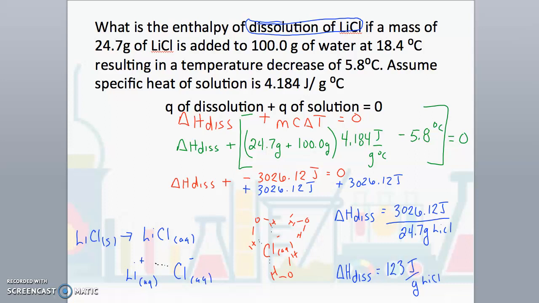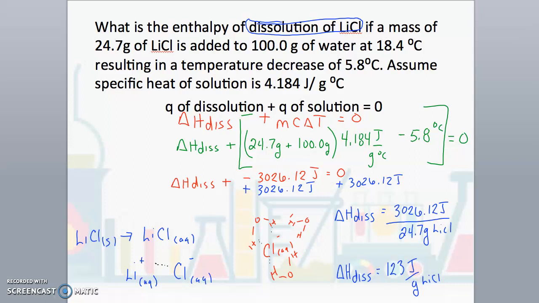A little bit tricky here with the temperatures. They said a temperature decrease of 5.8. Well, that's my delta T, and it went down. So I write that in, minus 5.8. I can solve. I end up with units of joules, move it to the other side. This is going to be a positive value. This is going to be endothermic.